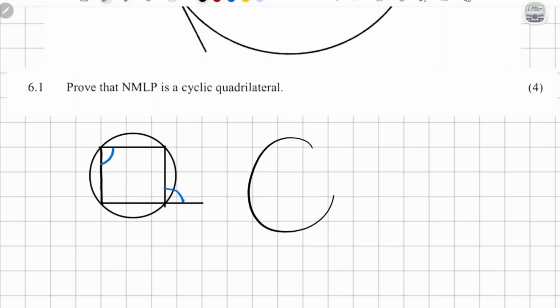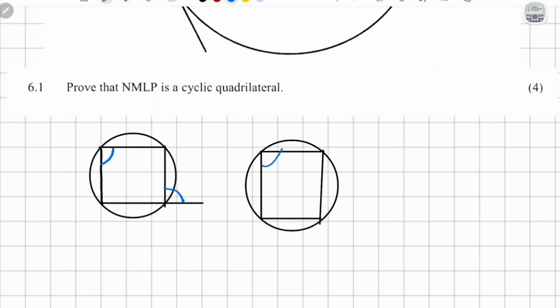The second scenario for you to be able to prove that something is a cyclic quad is, again, if you have a quadrilateral inside a circle. It's not a cyclic quad yet, it's just a quad. And you see that the opposite angles add up to 180 degrees, right? When you add them, they give you 180 degrees. Then this is a cyclic quad.